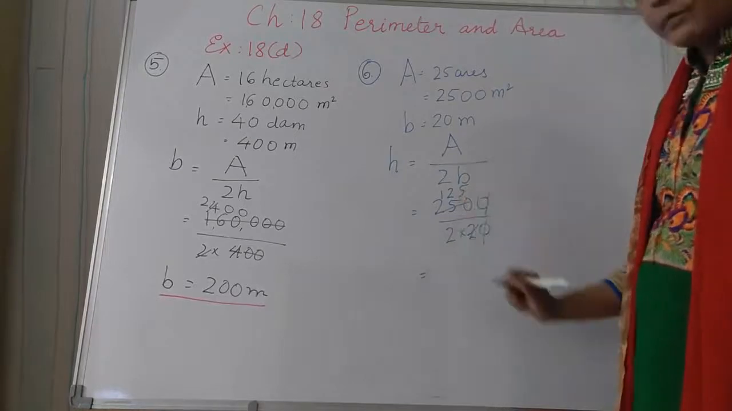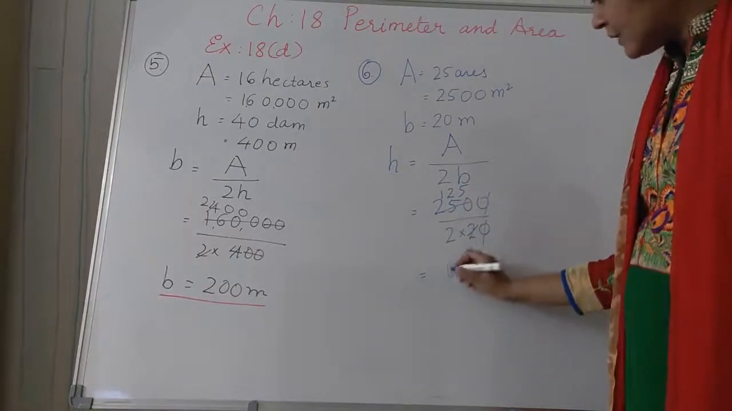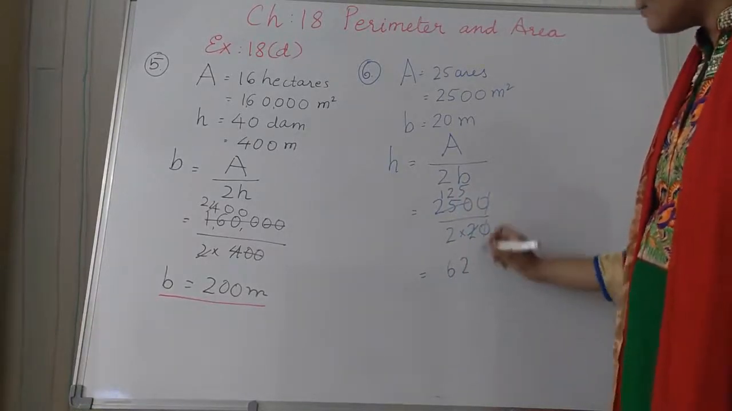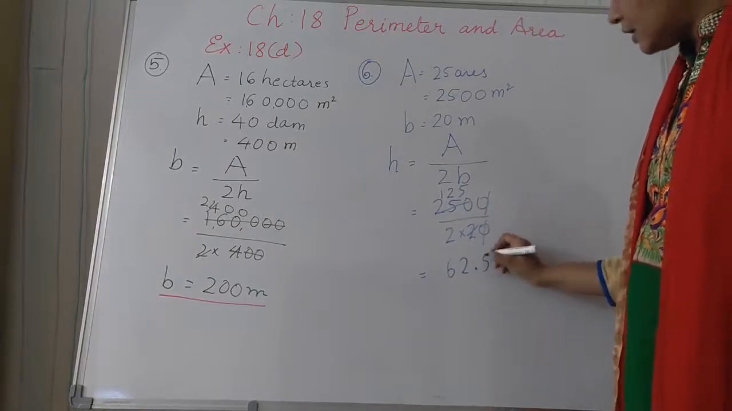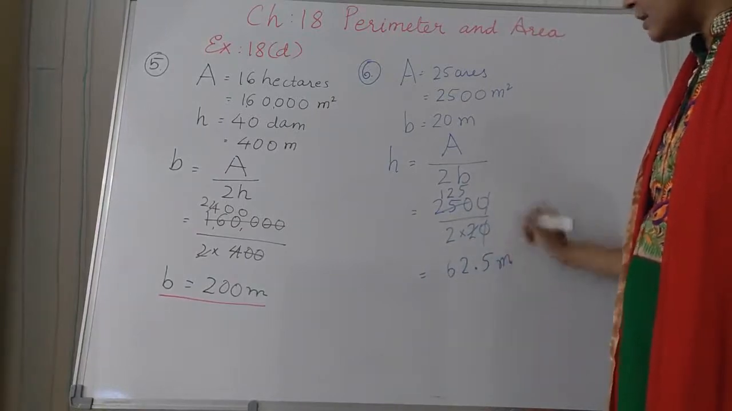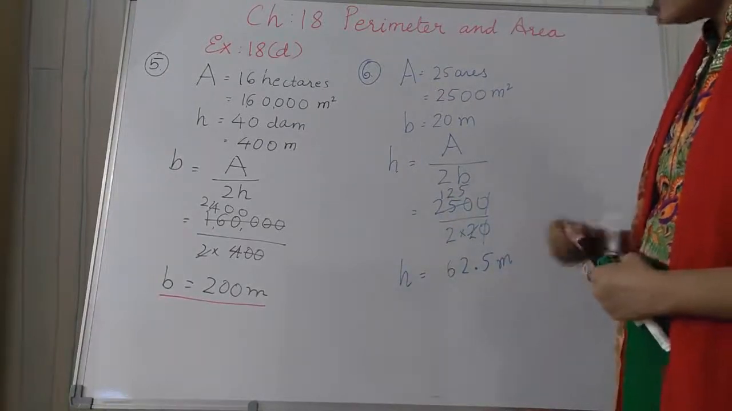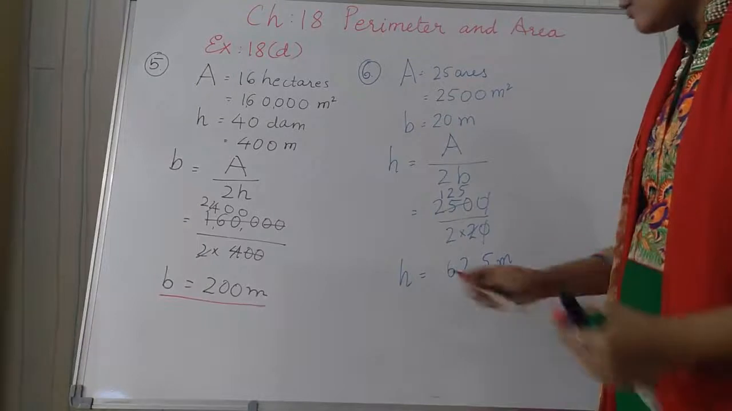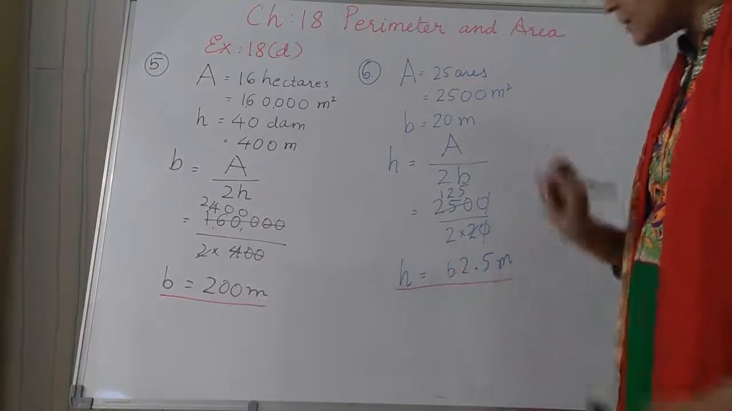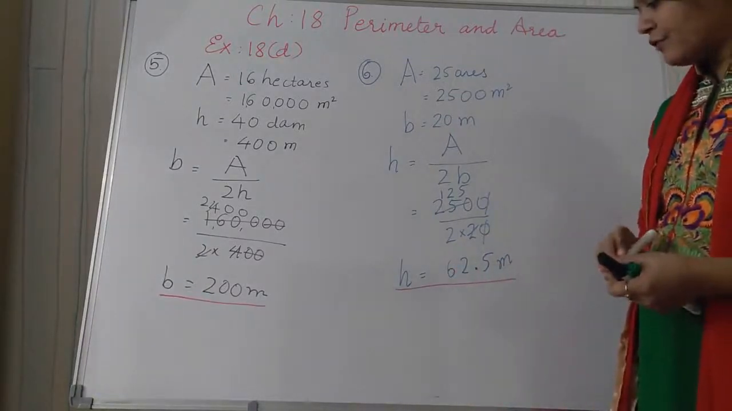And 125 divided by 2. So 2 6s are 12, 2 2s are 4, 62.5 meter. This is the altitude or height, you can say, of question number 6. Required answer is height is equal to 62.5 meter.